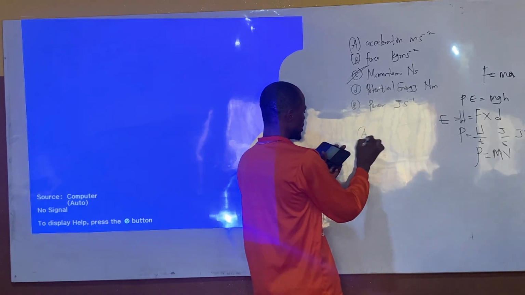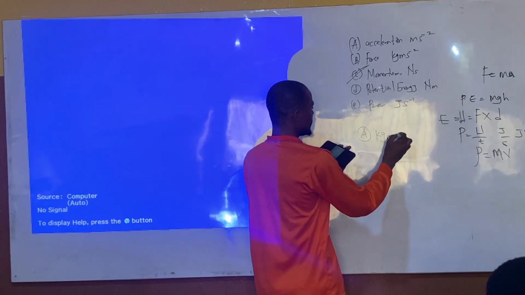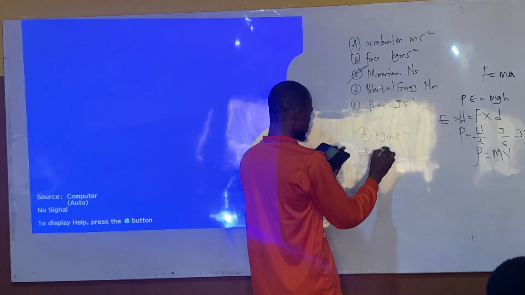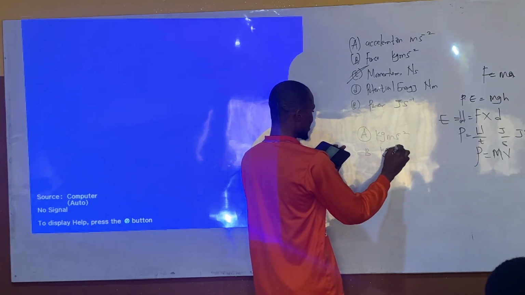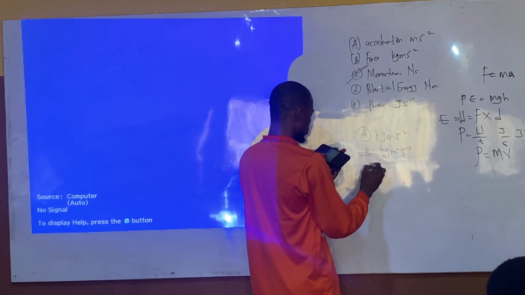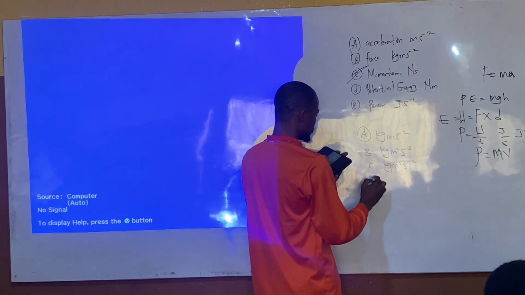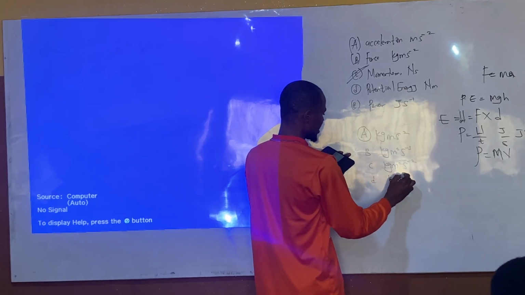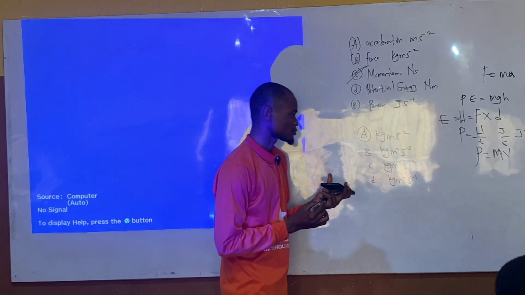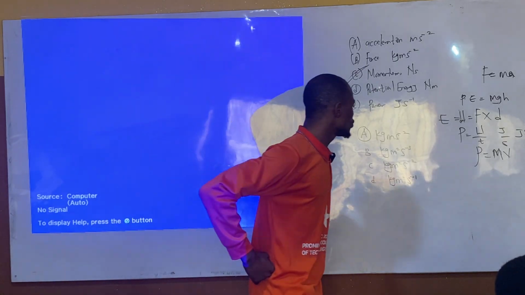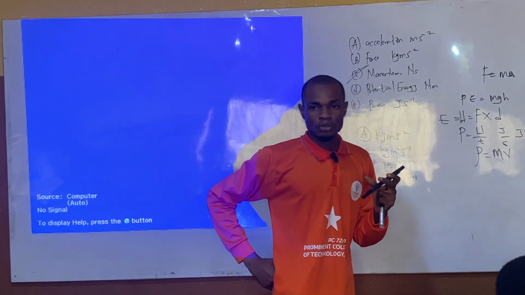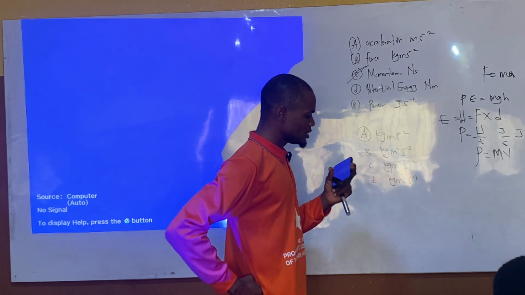Option A is kilogram meter per second square. Option B is kilogram meter squared per second cube. Option C, kilogram meter squared per second squared. Option D, kilogram meter squared per second. Which of the following is equivalent to the watt?